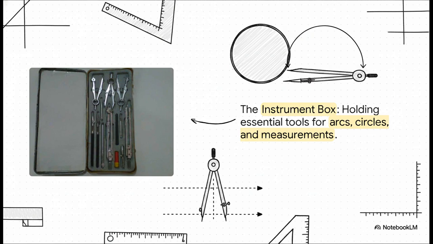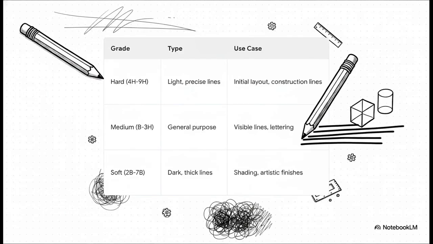And here, this is the heart of the whole toolkit. The instrument box. It was always filled with these beautiful, precision-made tools. You've got the compass for drawing perfect circles and arcs, and the divider, which kind of looks like a compass with no pencil, used for transferring exact measurements from one part of the drawing to another.